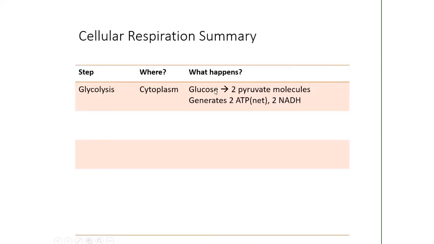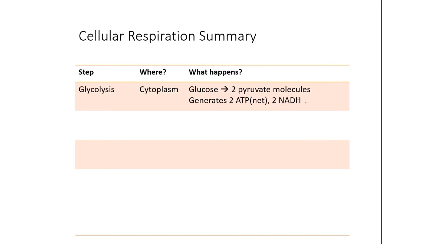So here is a summary of what happened in glycolysis. First, it takes place in the cytoplasm of the cell, and the glucose will be broken down into 2 pyruvate molecules. In the process, you will be releasing energy that will be creating 2 net ATP. That's after subtracting the initial 2 ATP that you've invested, and the high energy electrons released along the way will be captured by NAD+, generating 2 NADH.